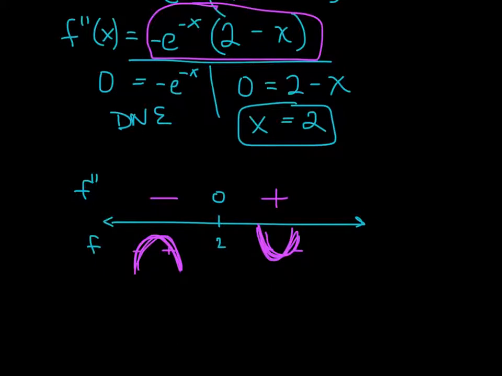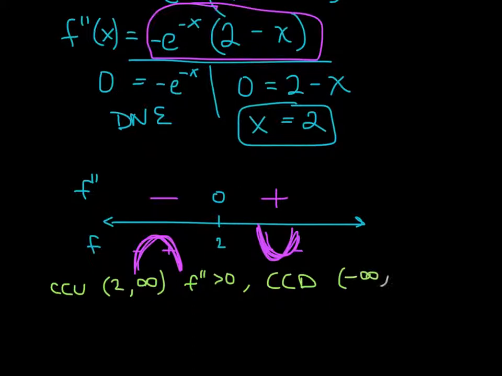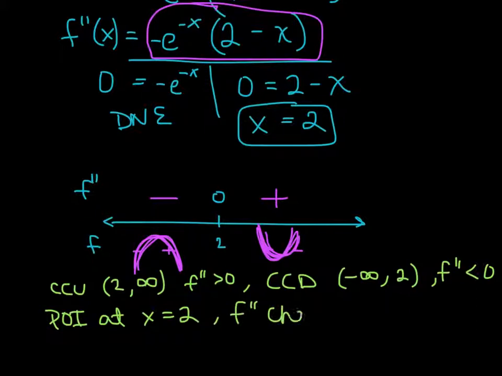So I'm ready to make my conclusions. I can say that I'm concave up from 2 to infinity because the second derivative is greater than 0. I can say that I'm concave down from negative infinity to 2, and that's because the second derivative was negative. I can also say that I have a point of inflection at x equals 2 because the second derivative changes sign.